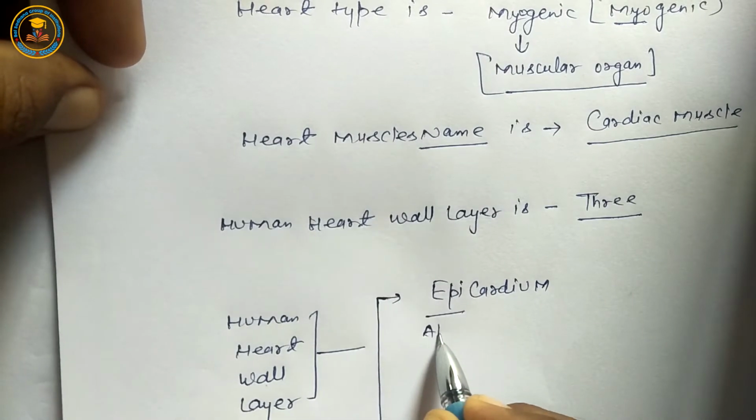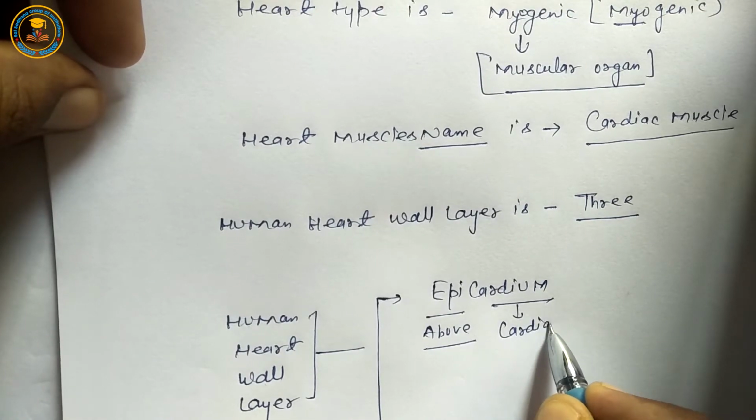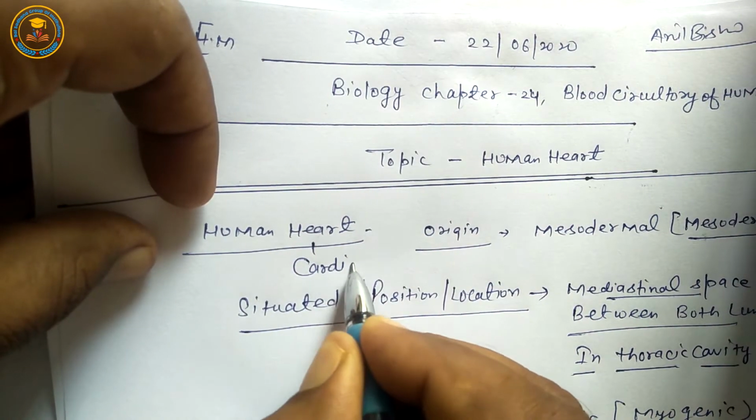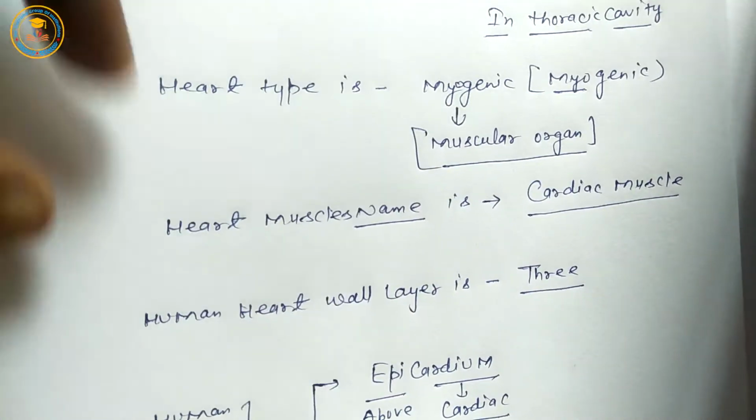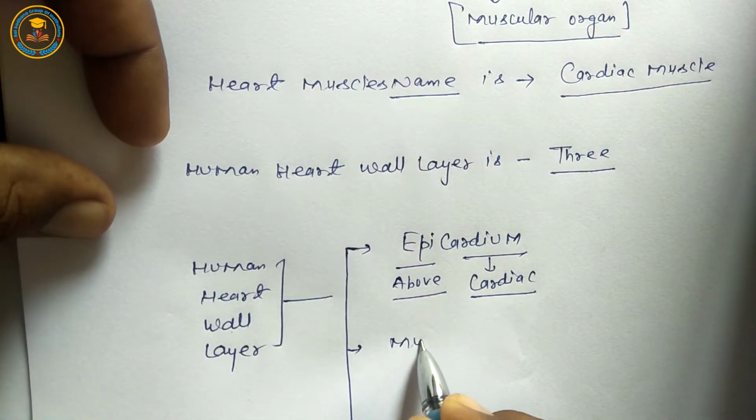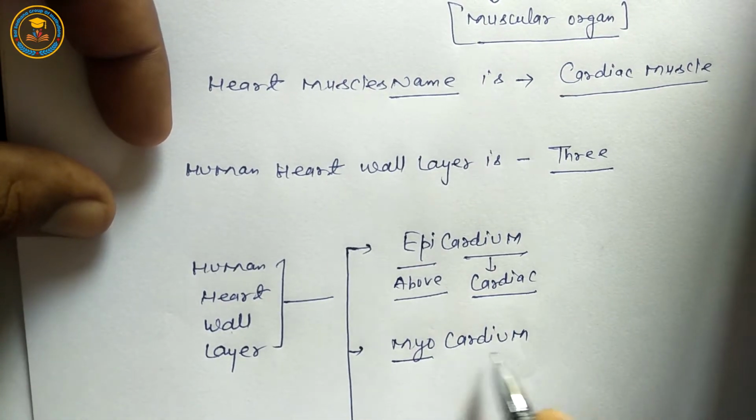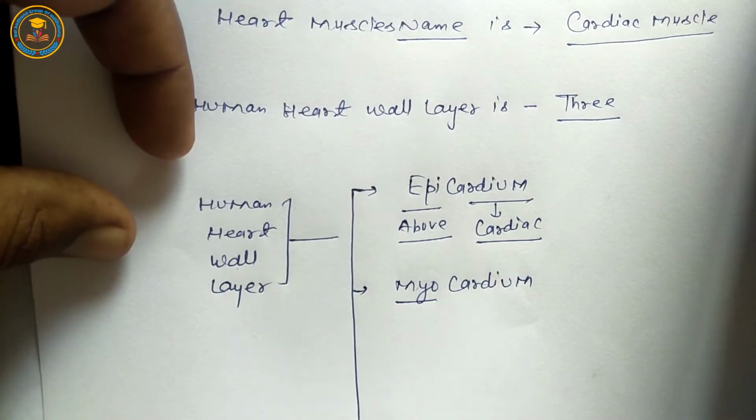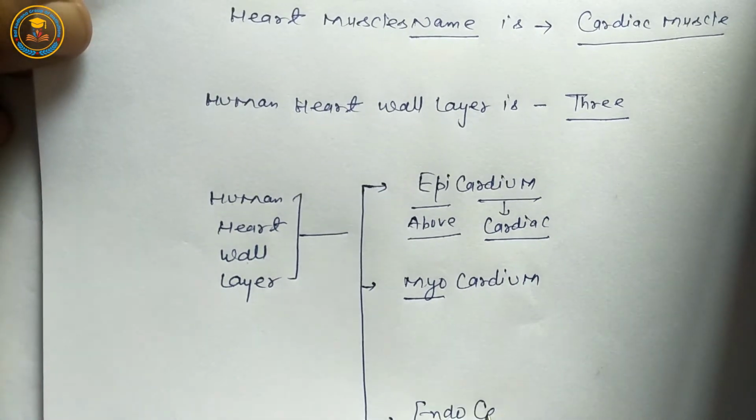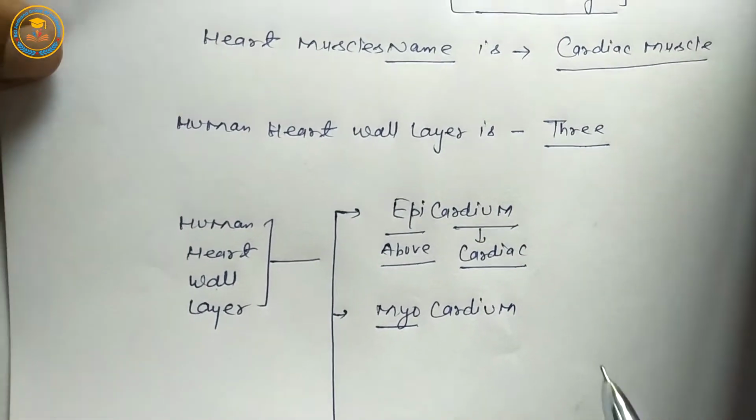Epi means above, cardium means cardiac. Students, it is also known as cardiac. Next is myocardium. Myo means muscles. Third is endocardium. Endo means inner.